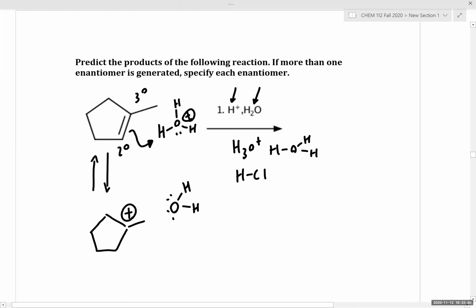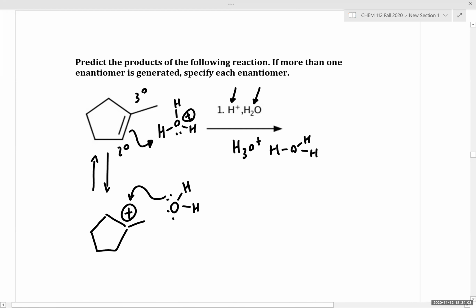So what are we going to have attack our carbocation? Rather than chloride, what nucleophile, what species that is relatively electron rich do we have available? The oxygen of water, exactly right.